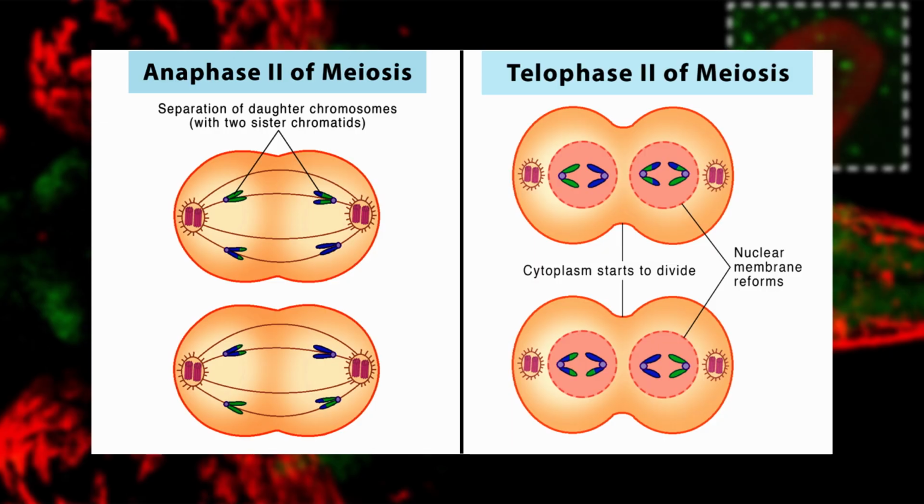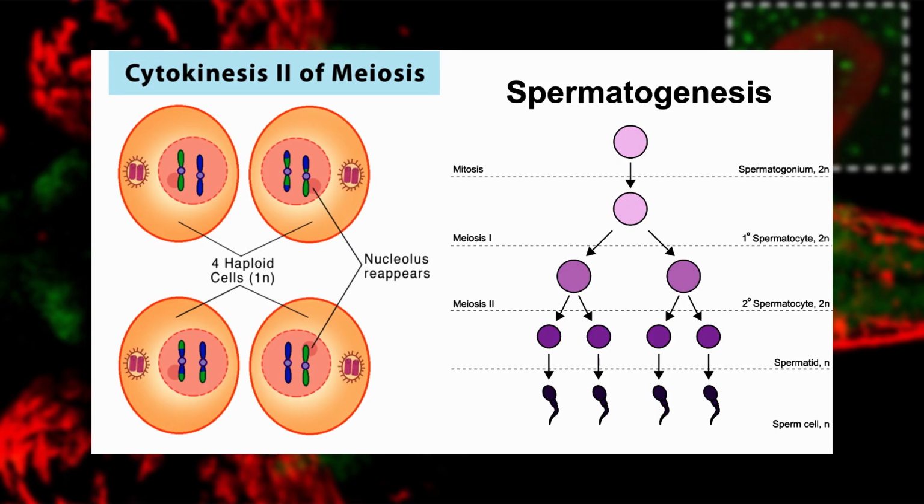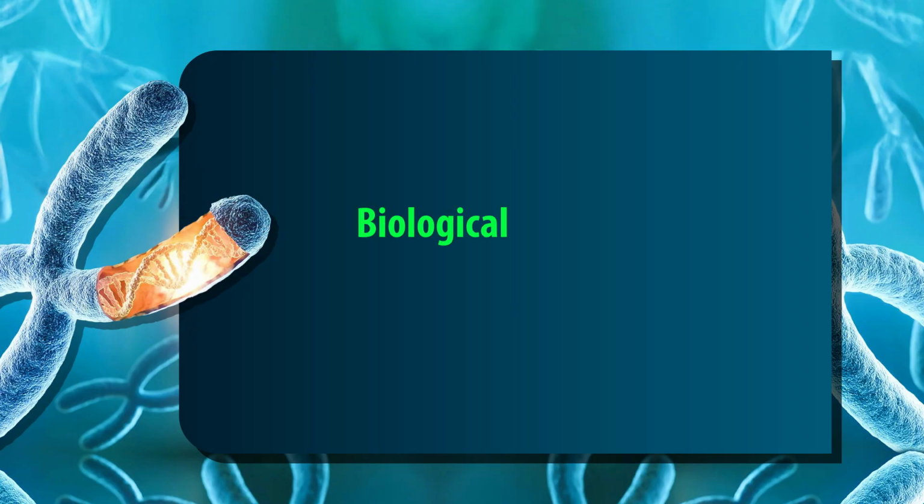Telophase II and cytokinesis. Chromosomes decondense, nuclear envelopes reform, producing 4 haploid gametes, each genetically unique. For example, spermatogenesis yields 4 functional sperm, increasing reproductive diversity. Now we will be discussing the biological importance of meiosis.